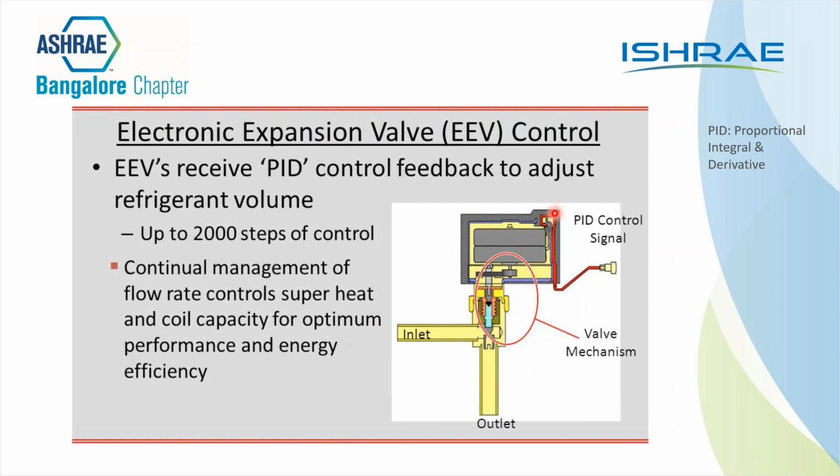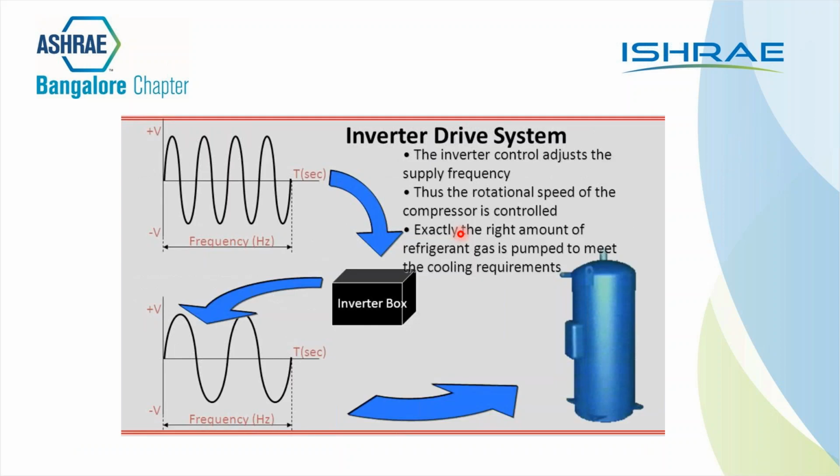And because of this precise communication, you have the movement and opening and closing of this 2000 step controlled electronic expansion valve. And this is how you get precise control of refrigerant into your evaporator. So this is how it achieves energy efficiency also.